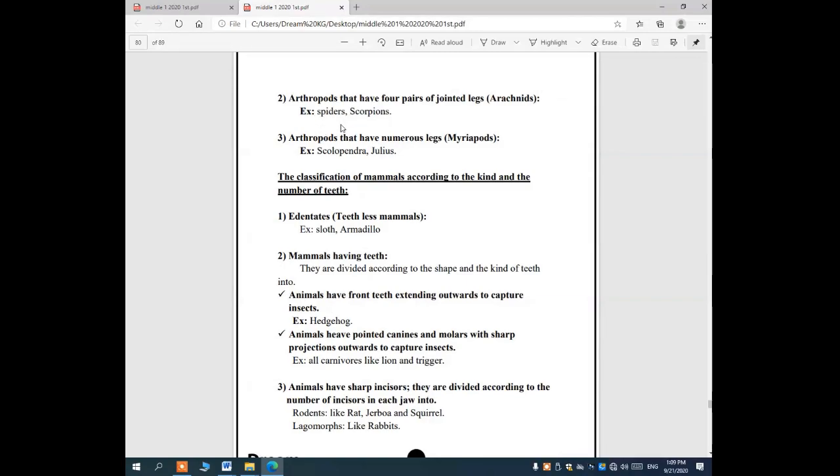We have arthropods here that have four pairs of jointed legs, like the arachnids. What do we mean by arachnids? They are animals that have four pairs of jointed legs, like spider and scorpions. Now we here have arthropods that have numerous legs, so they are called the myriapods. Myriapods means that they have many numerous legs. You can't count them, like Scolopendra and Julius.